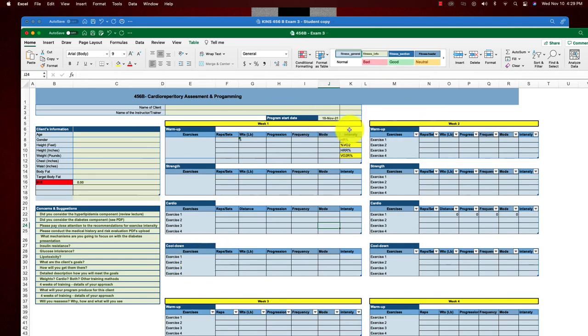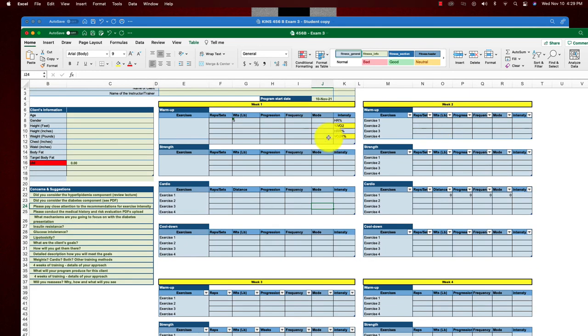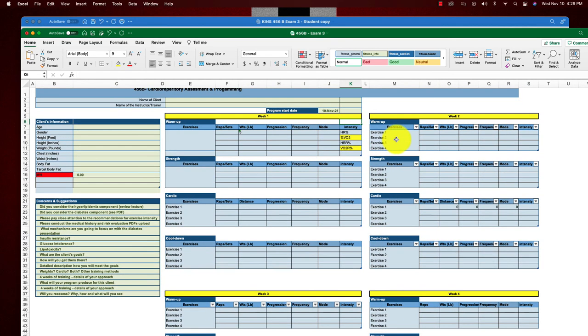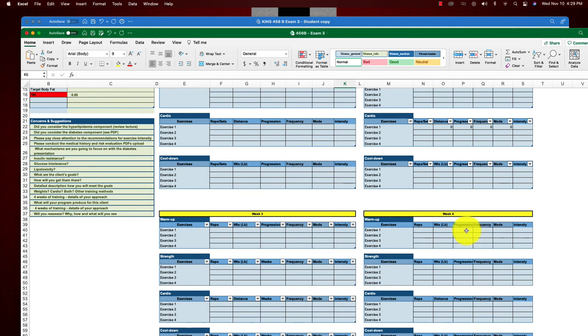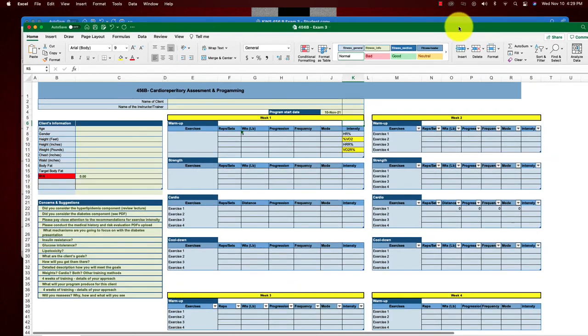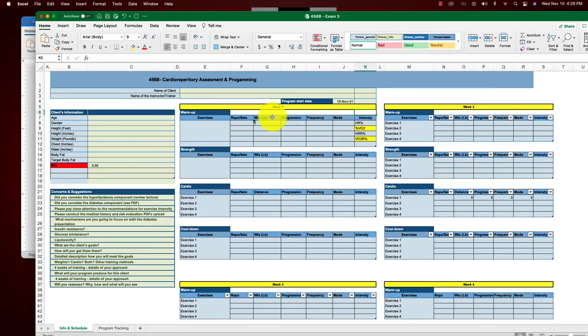And then you're going to do the same thing for week two. Make sure that week two progresses from week one. That's why we have this progression piece. Make sure week three progresses through week two, and make sure week four progresses from week three. Okay, so use this how you see fit. But keep in mind that your team has to submit one of these. And I will give you the folder to where you're going to submit that, okay?